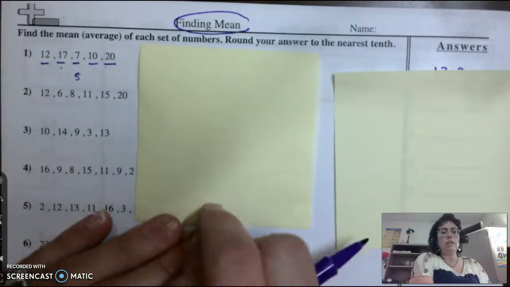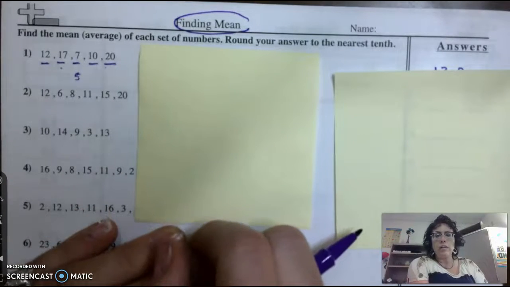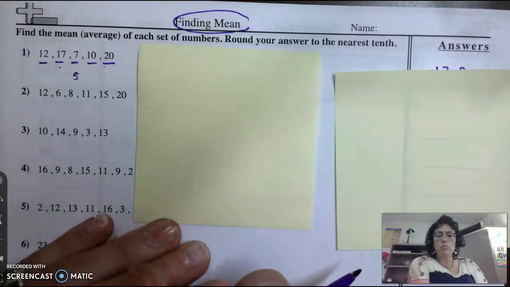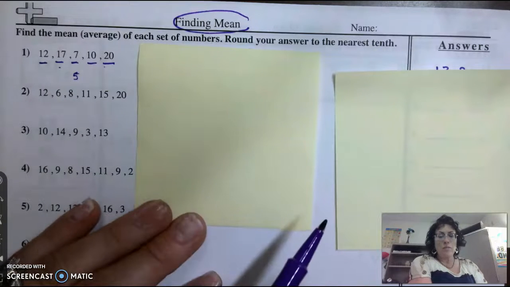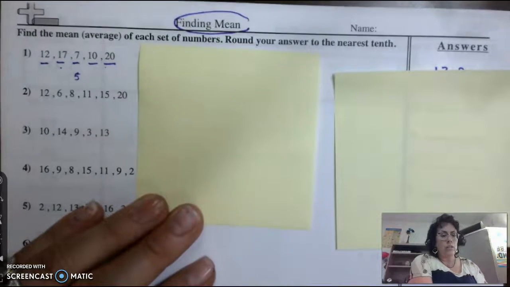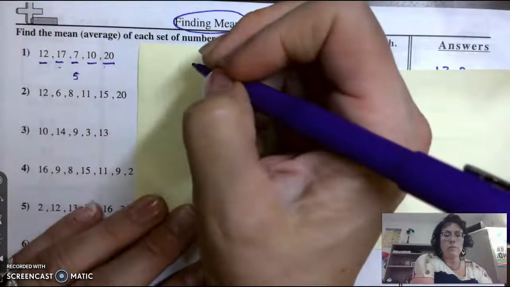So if you're in 7th grade, then you should not be using a calculator. 8th grade, you are allowed to use calculators, but you could definitely use practice without a calculator. So 6th grade, no calculators, unless otherwise specified.